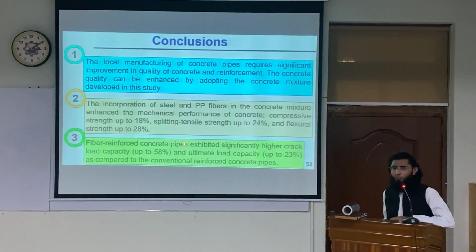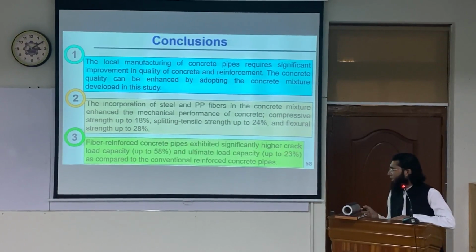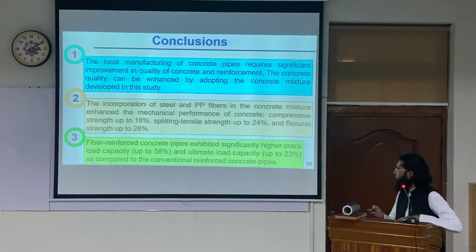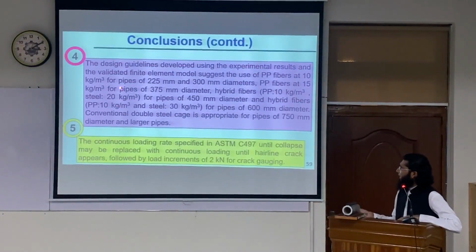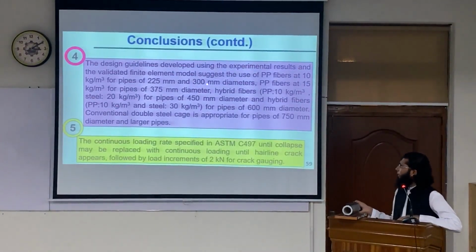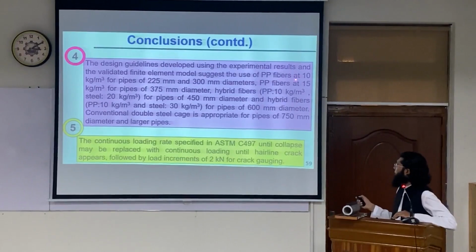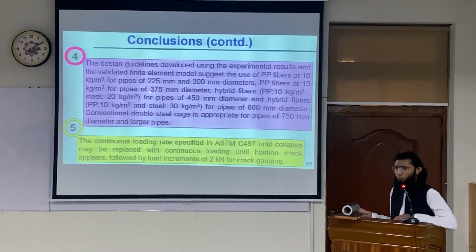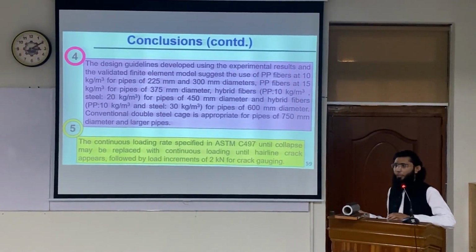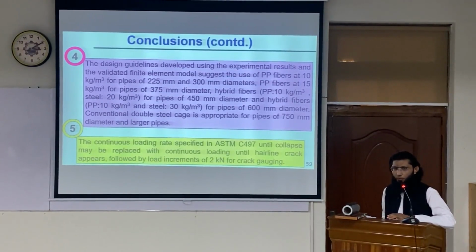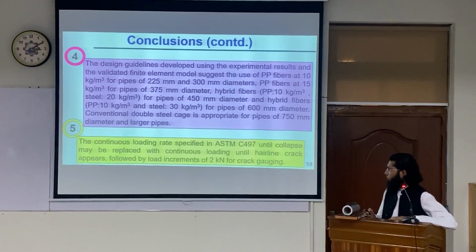Because of the improvement in the mechanical properties, the fiber-reinforced concrete pipes showed significantly higher crack load up to 58% and ultimate load up to 23% as compared to the conventional reinforced concrete pipes, which is the major benefit of these pipes. Design guidelines, I will just read it to you quickly. It simply says you better provide PP fibers for smaller sizes. For intermediate sizes, you can go for a hybrid of PP fibers and steel fibers, and for larger diameters, you can still go with the conventional reinforcement.